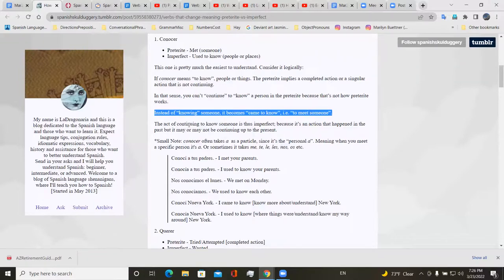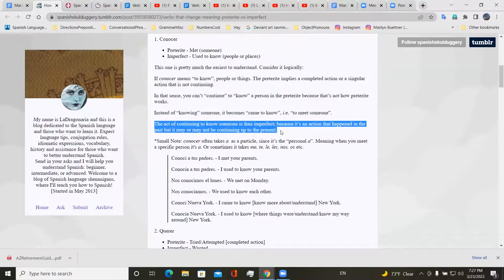So the act of continuing to know someone is thus imperfect because it's an action that happened in the past, but it may or may not be continuing up to the present. So in other words, you don't really know. It's not a bookended kind of action. I knew him. Do I still talk to him? I don't know. You know, I knew him for a long time. How long? I don't know. I'm not talking about the first time. I'm just saying I knew him. So it's going on and on and on with no definite beginning and end. And therefore, conocer would have to be imperfecto, say you knew somebody.